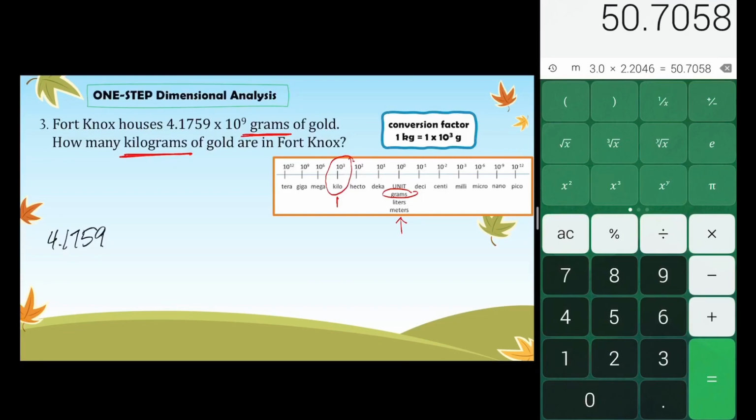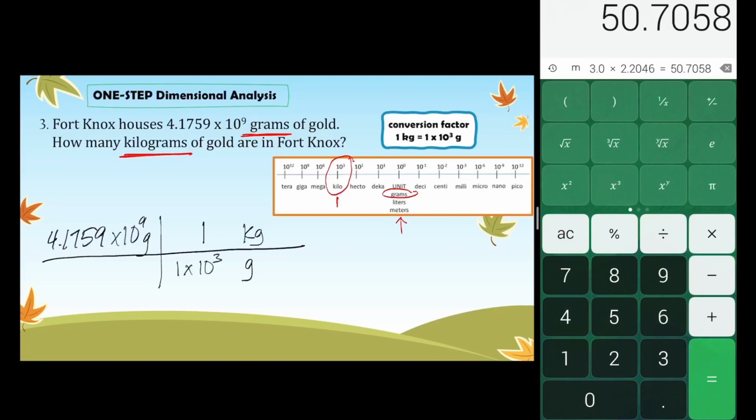So starting with our given value, 4.1759 times 10 to the power of 9 grams. We're going to get rid of grams. That's going to go down the denominator, and we're solving for kilograms. And now we're going to plug in our conversion factor. So 1 kilogram equals 1 times 10 to the power of 3 grams.